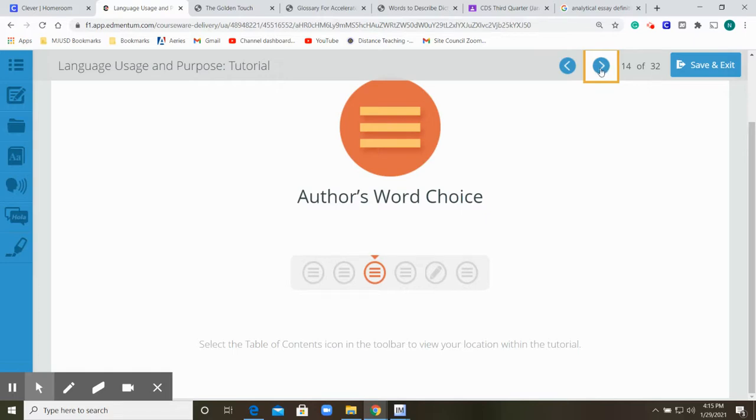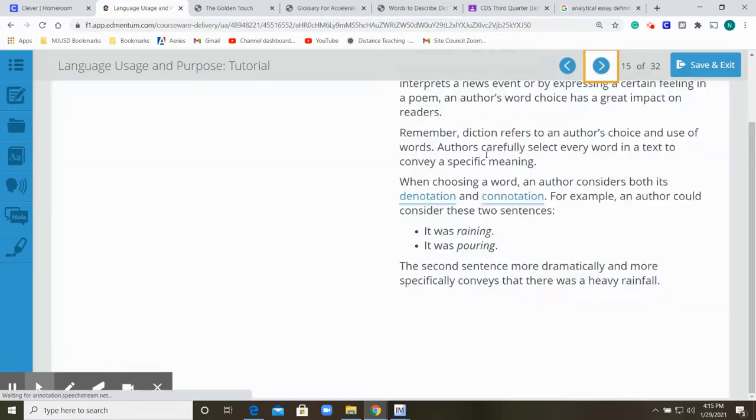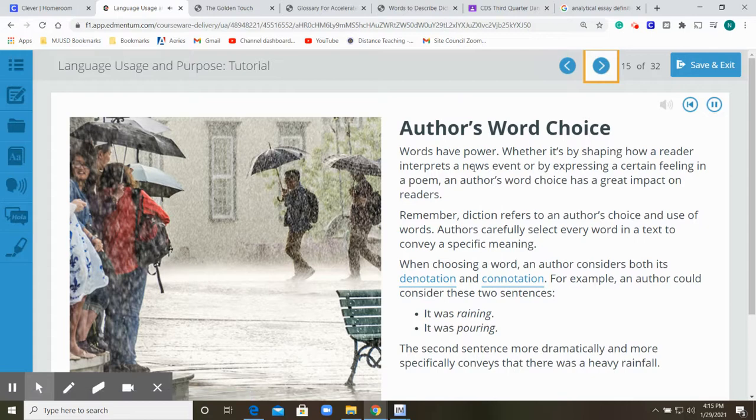Author's word choice. Words have power, whether it's by shaping how a reader interprets a news event or by expressing a certain feeling in a poem. An author's word choice has a great impact on readers.